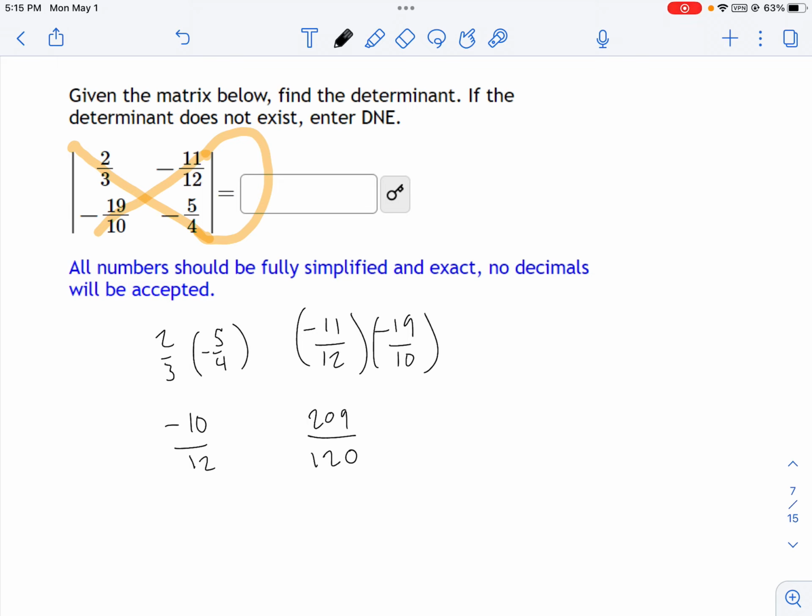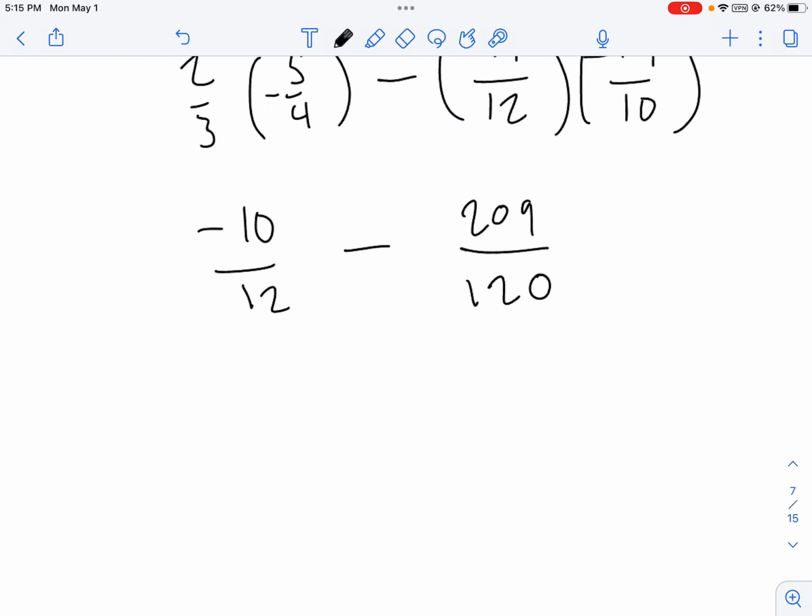And then what we do between those two products is we subtract them, right? So when we go along, I like making a little face with my fish. So we go main product, subtract, other product. Okay? So then we end up with this thing.